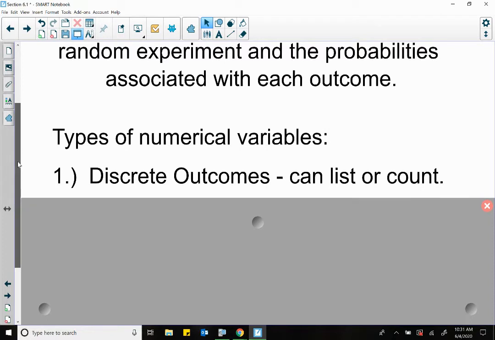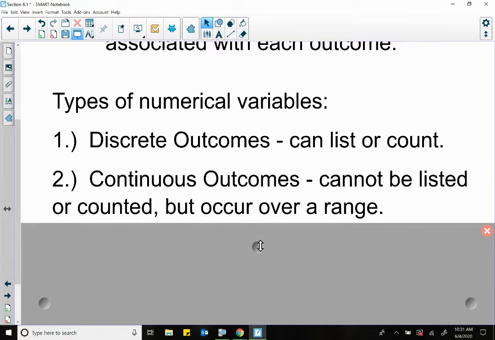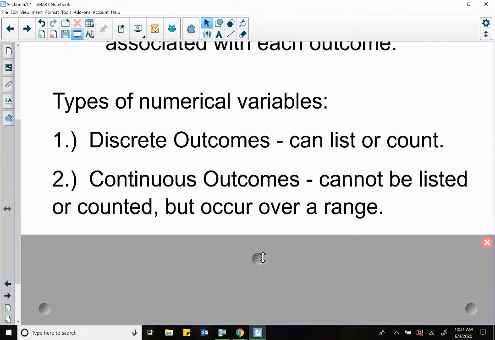Okay. The other one is what we would call continuous outcomes. They cannot be listed or counted, but occur over a range. Example of this, height. A person's height is over a range, because technically if I say that I'm really 5'10" or 5'11", I'm somewhere between there actually. My height is not exactly 5'10". My height is not exactly 5'11", but I'm somewhere in there. Okay. So a person's height is not exact. It's actually over a range of values.